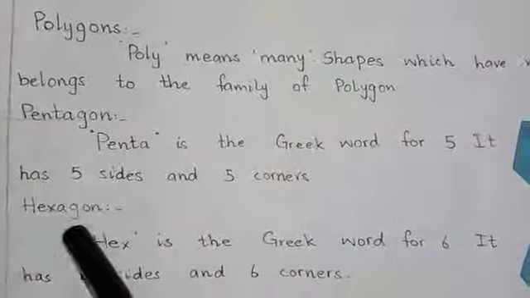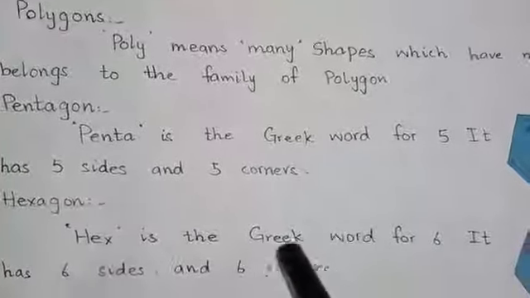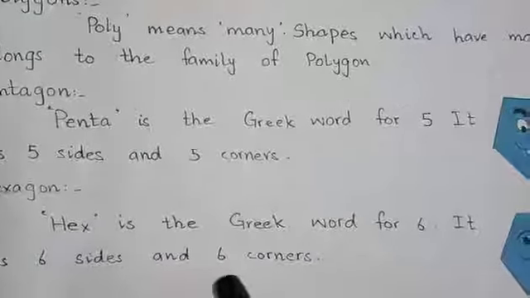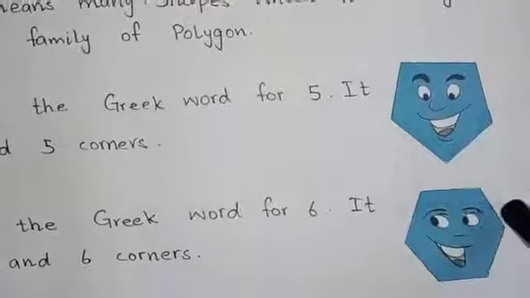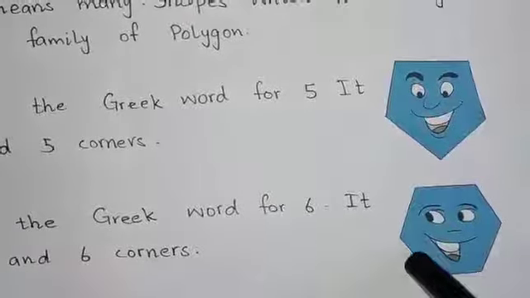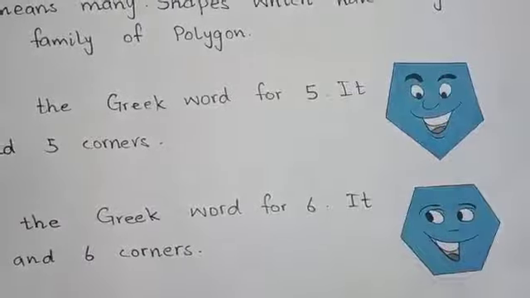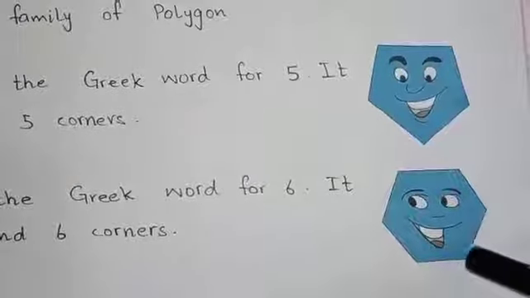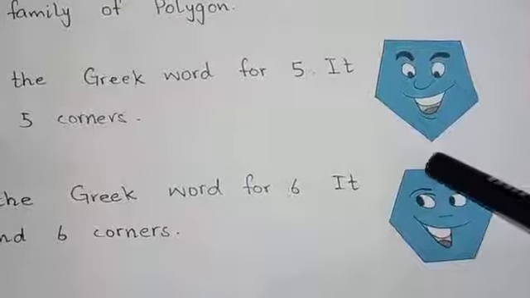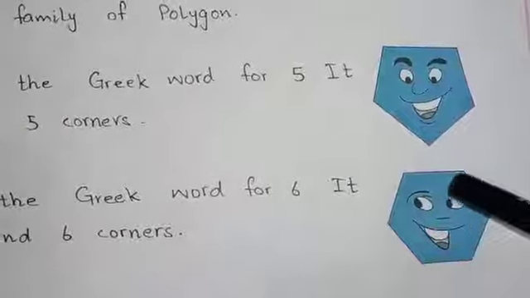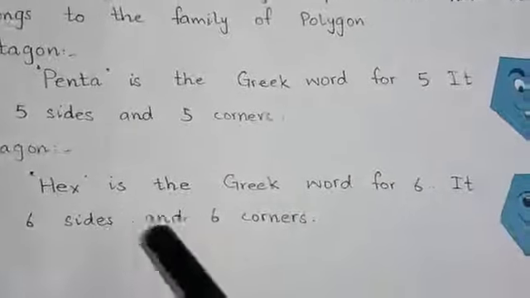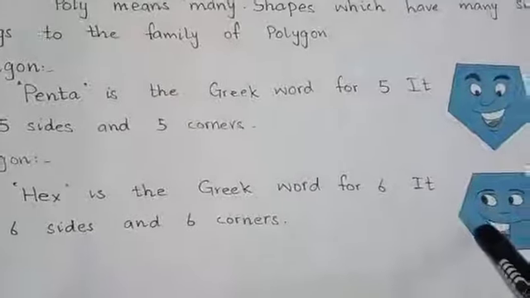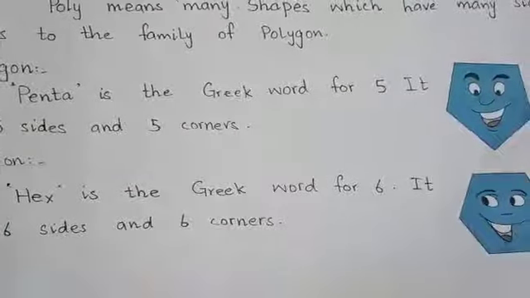Next is hexagon. Hex is the Greek word for 6. It has 6 sides and 6 corners. Look at this shape. It has 6 sides: 1, 2, 3, 4, 5, 6. And how many corners? Let's count its corners or vertices: 1, 2, 3, 4, 5, 6. So it is the shape of a hexagon, which has 6 sides and 6 corners.